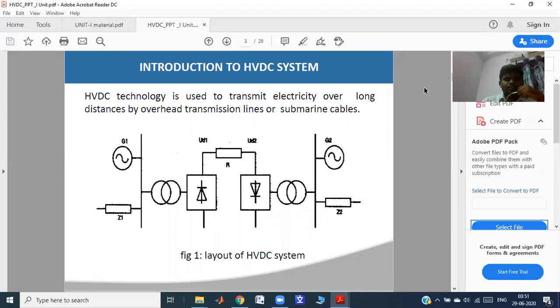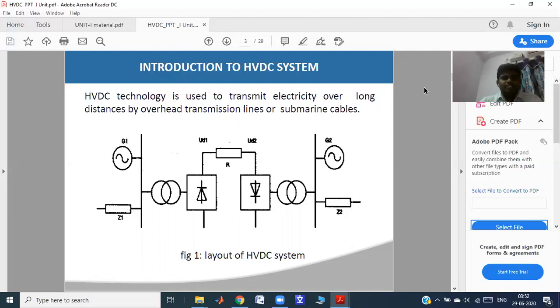What is HVDC transmission system? First of all, HVDC technology is used to transmit massive electrical energy over long distances by overhead transmission lines or submarine cables. That means HVDC transmission system means transmitting massive electrical power over long distances by use of transmission lines or submarine cables. Submarine cables means underwater. This is a simple layout, the single line diagram of HVDC transmission system.